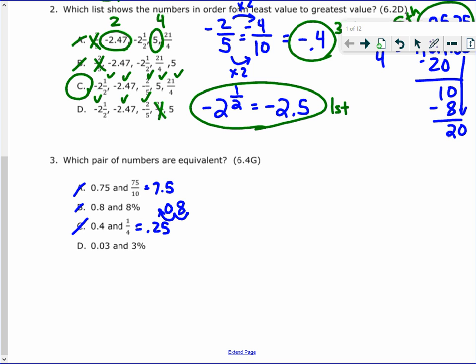And then finally 0.03 and 3%. Let's go ahead and show you 3%. Since it doesn't have a decimal, we need to put it there. And then we're going to remember move the decimal to the left twice. So it'll be 0.03. And those look like they are the same. So there you go. D is your final answer.